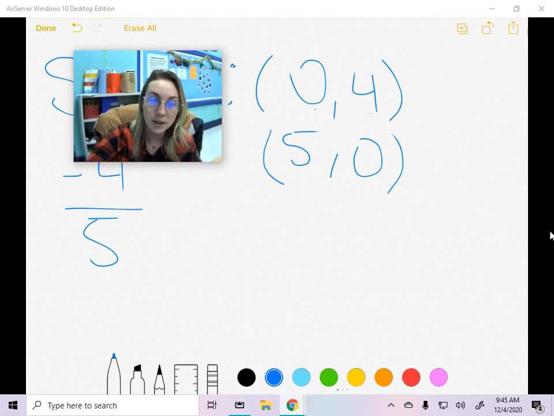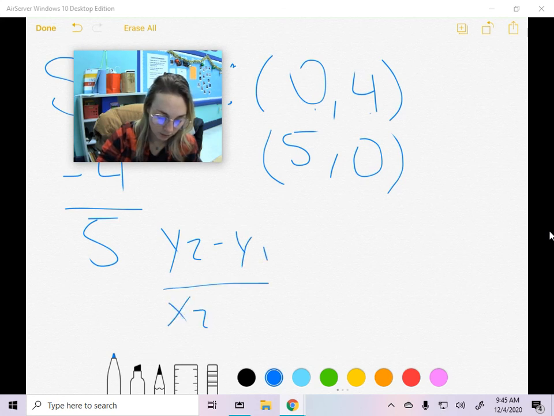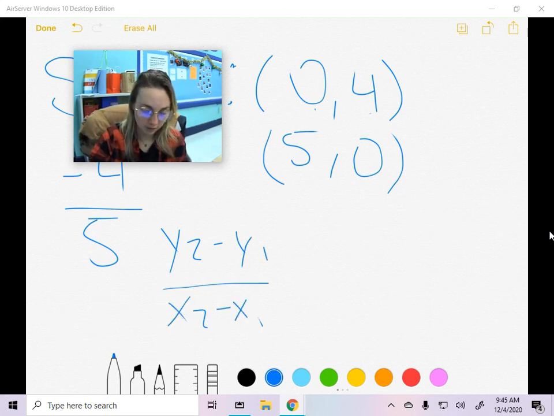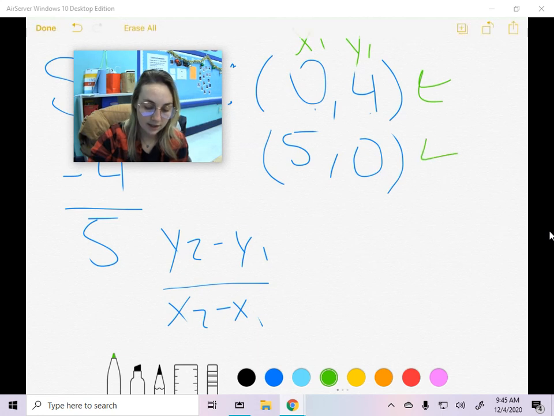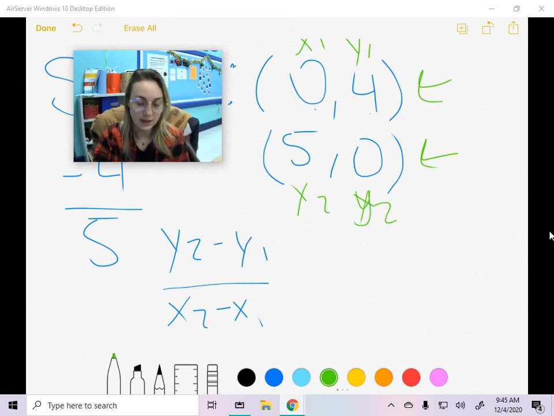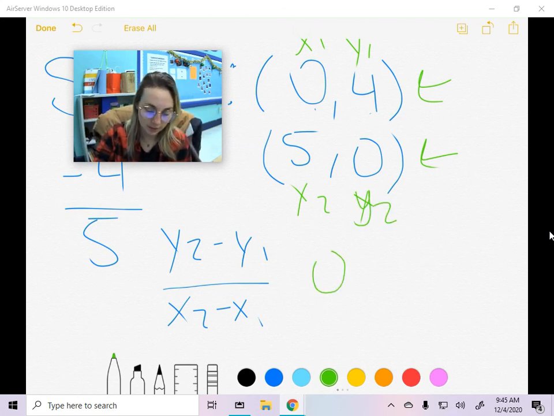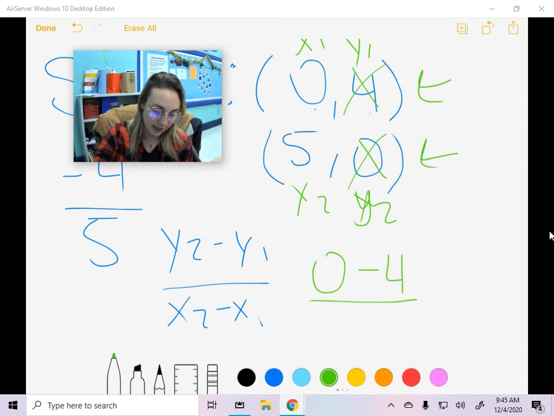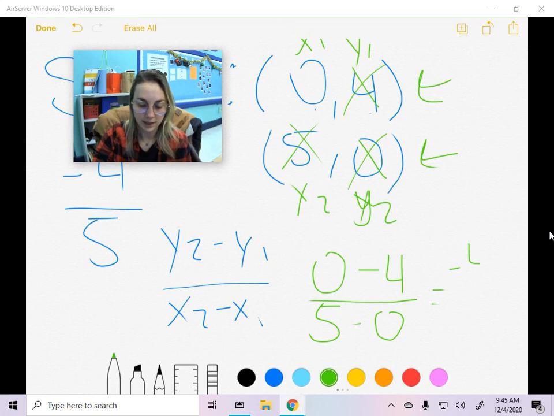So we can do that real quick too. The slope formula is y2 minus y1 over x2 minus x1. So we can go ahead and label our points real quick. Since this is the first coordinate I see, I'm going to make this x1 and y1. Since this is the second coordinate I see, I'll make this x2 and y2. And then you can put them into the formula. So y2 is 0. We're going to subtract that by y1, which is 4. And then x2 is 5, and we're going to subtract that by 0. And that'll give us a slope of negative 4 over 5.